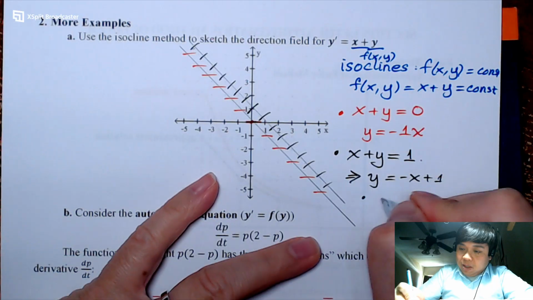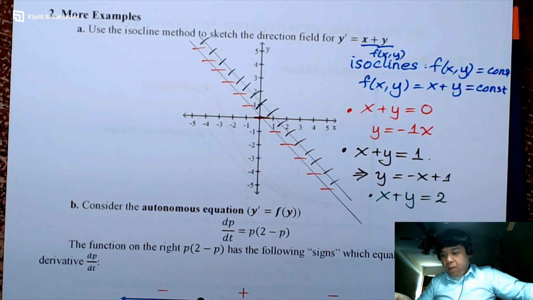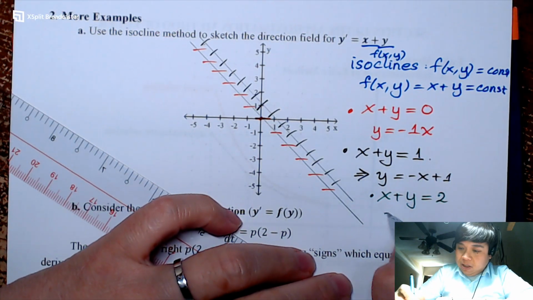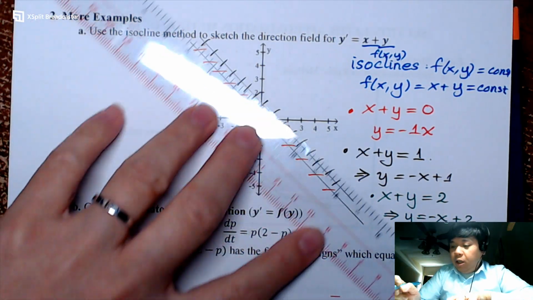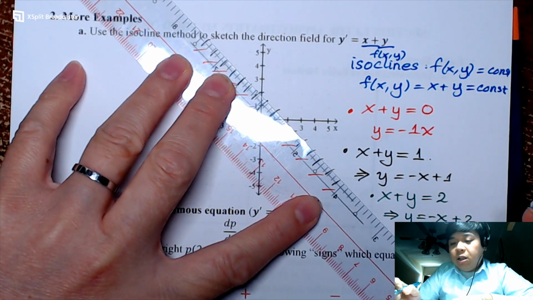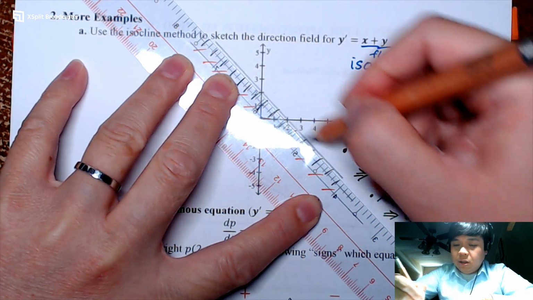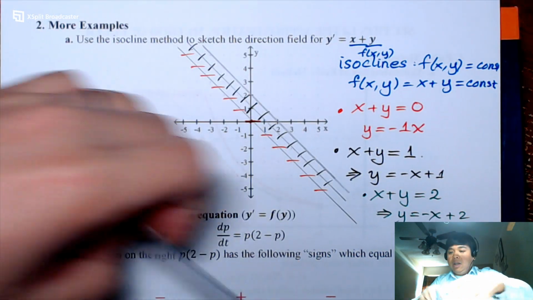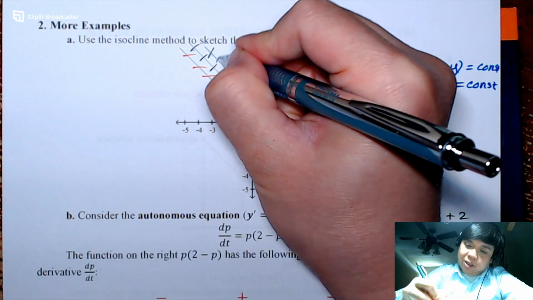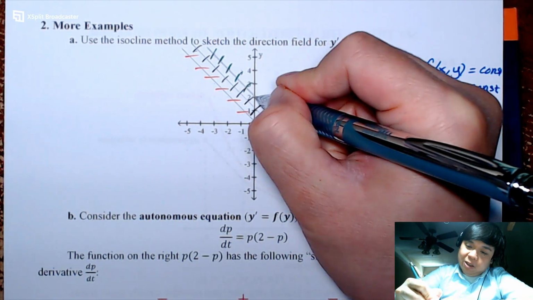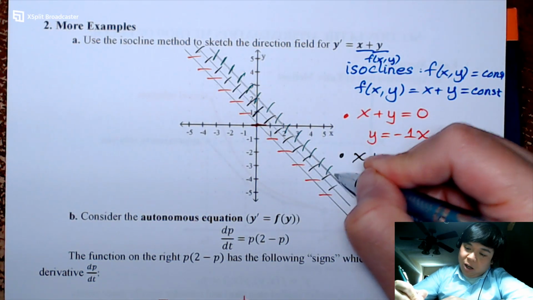And then we have x plus y equal to 2, which is y equal to negative x plus 2. So negative x plus 2 is going to be this. And now the slope is equal to 2. Everything on that has the same slope of 2, so a little bit steeper than 1.